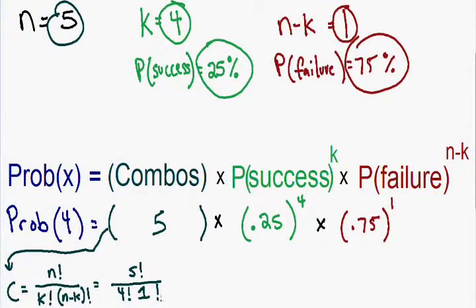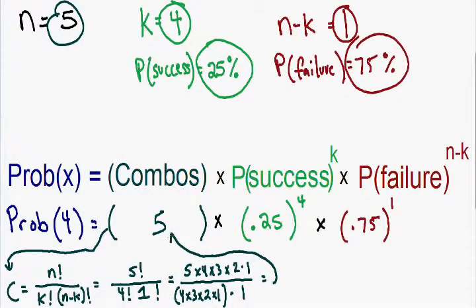factorial. And if you don't know what factorial means, 5 factorial just means 5 times 4 times 3 times 2 times 1. This is all divided by 4 factorial, which is just 4 times 3 times 2 times 1, multiplied by 1 factorial, which is just 1. And if you plugged all this into your calculator, you would get our total number of combinations, which is 5.